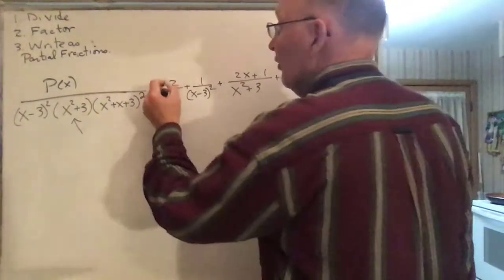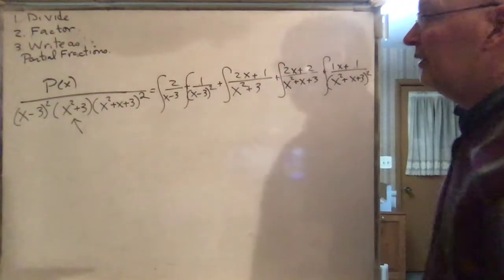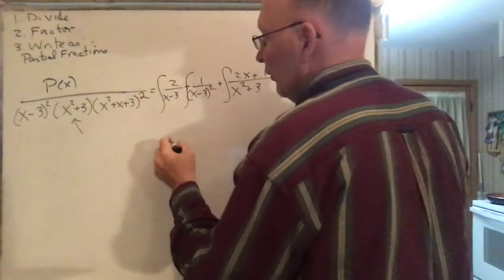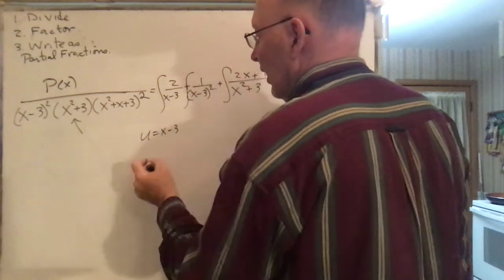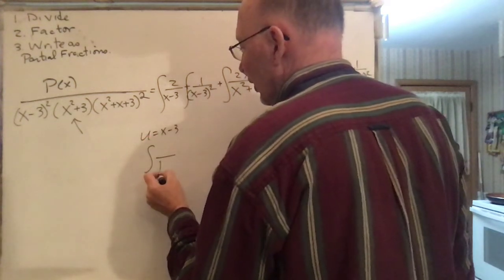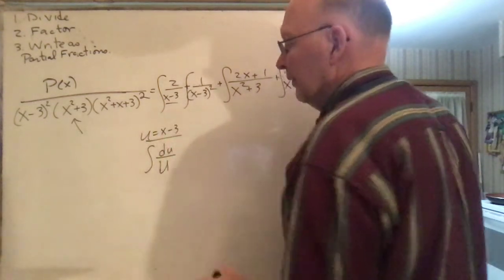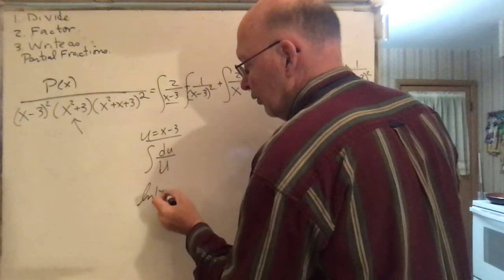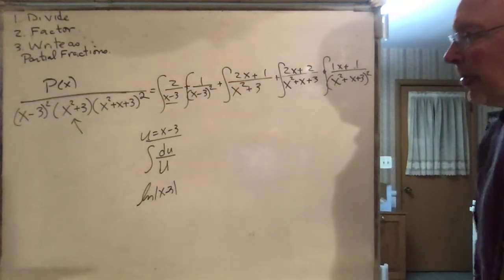Okay, so now you're going to integrate each one. Can you do them? This one's going to be a logarithm, right? Let u equal x minus 3, and you're going to end up with a u on the bottom and a du on the top, and you're going to get an ln of absolute value of x minus 3 with some sort of constant there. Looks like just the 2.